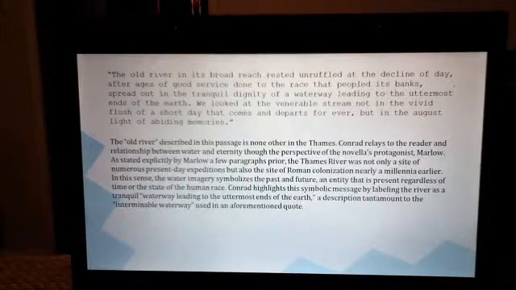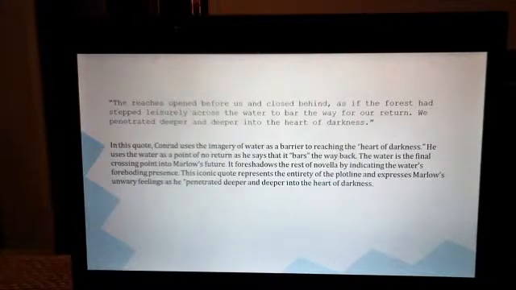So Conrad highlights this symbolic message by labeling the river as a tranquil waterway leading to the uttermost ends of the earth, a description tantamount to the interminable waterway used in the aforementioned quotes. So this next quote is an iconic quote utilized throughout, well, not throughout, but utilized to symbolize the heart of darkness.